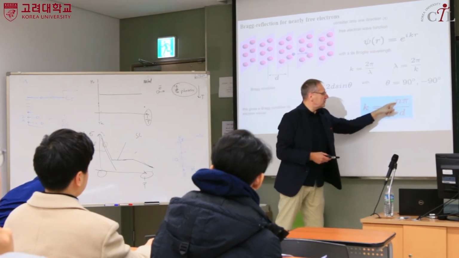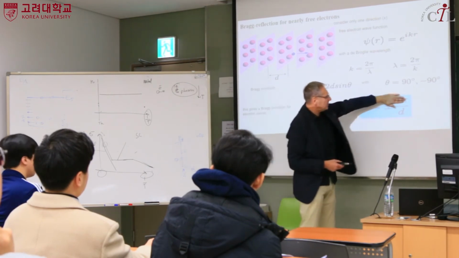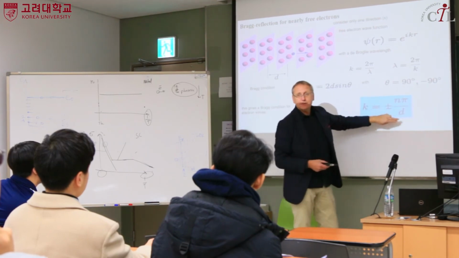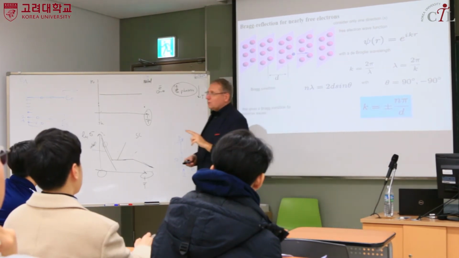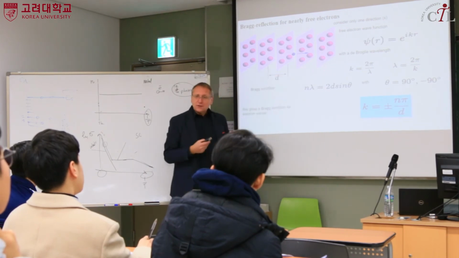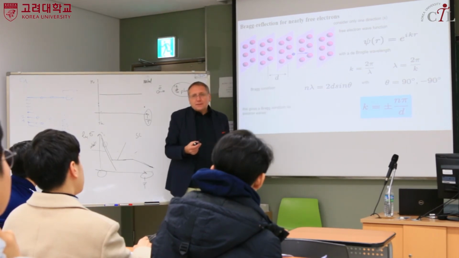So this is why we have this n. But you can just disregard that. k is equal to 1 over d. When k is equal to 1 over d, and d is just the distance between planes, then there is diffraction. That's how it is. It's a phenomenon.